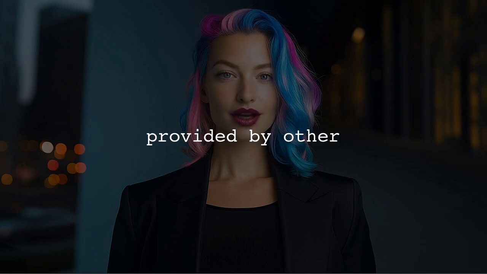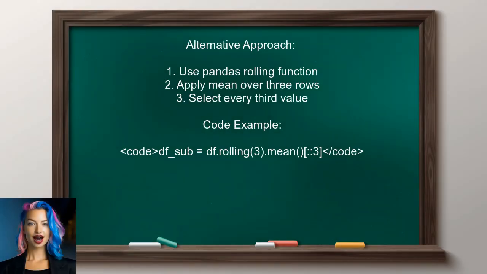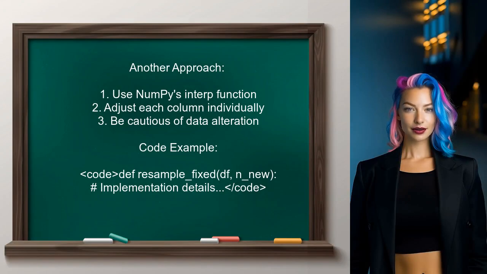Now, let's look at the answers provided by other users. An alternative solution provided by a user involves using the rolling function in Pandas. They suggest applying a rolling mean over a specified number of rows, for example, 3 rows, and then selecting every third value. Additionally, they propose using NumPy's interp function for interpolation. This method adjusts each column individually based on monotonically increasing indices, but be cautious as it alters the original data.